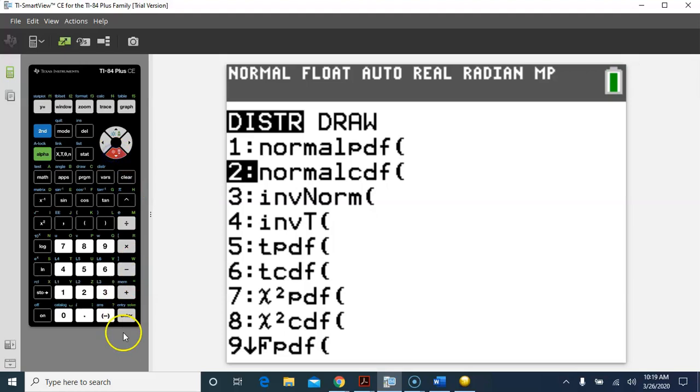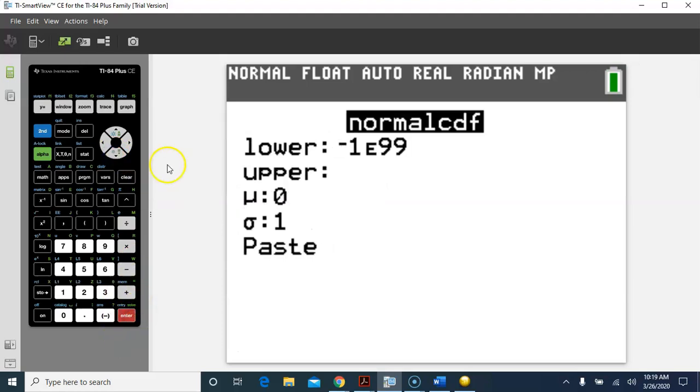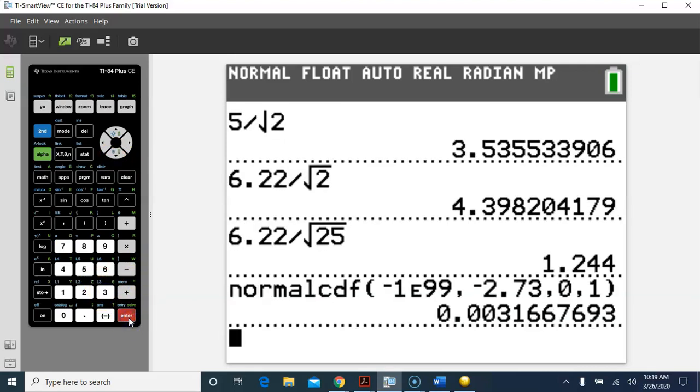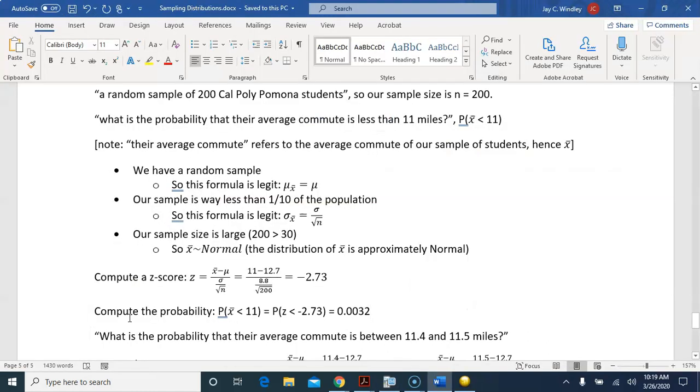normal CDF and go from negative infinity to negative 2.73. That should give us the same answer, 0.0032. So once we have this x bar turned into a z-score, then it's just a matter of looking up the z-score on the table or looking up the z-score on the calculator like we've done in the past.